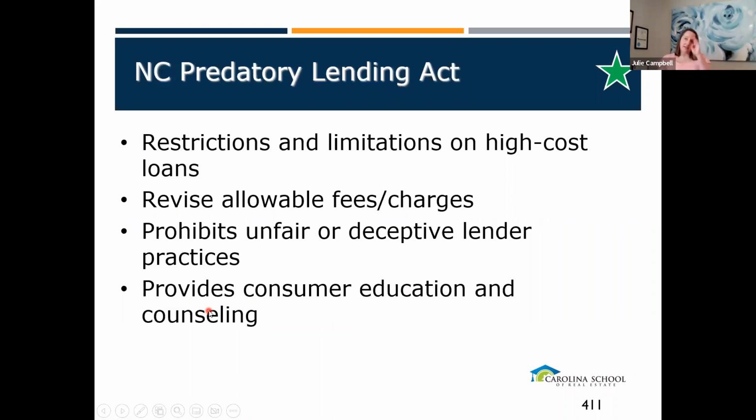The last act is the Predatory Lending Act. This is all about consumer protection. Another one about consumer protection. And there are some restrictions on some high-end loans. There are limitations on the fees and the charges that lenders can put on the borrower for originating the loan.